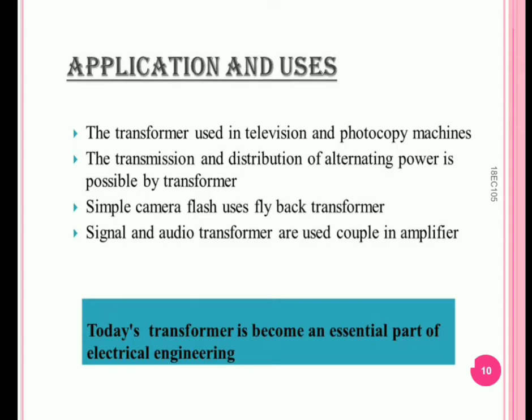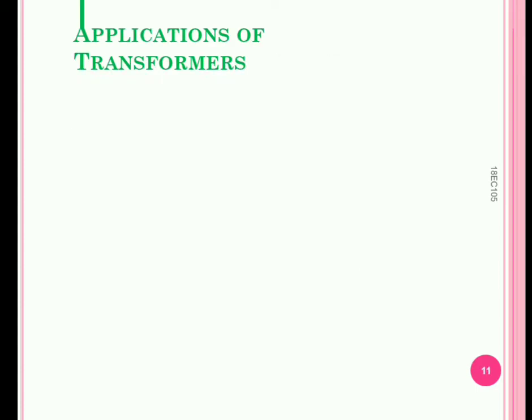So for camera flash you'll be getting a high voltage, because of which it will be able to give a small high voltage for a small duration. Thereby the light coming out of the flash will be very white and bright. Then you have signal and audio transformers. They are used for coupling in the amplifiers.